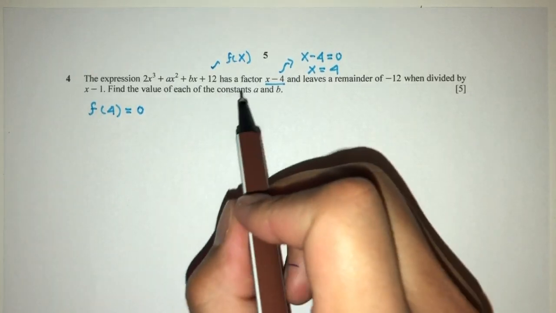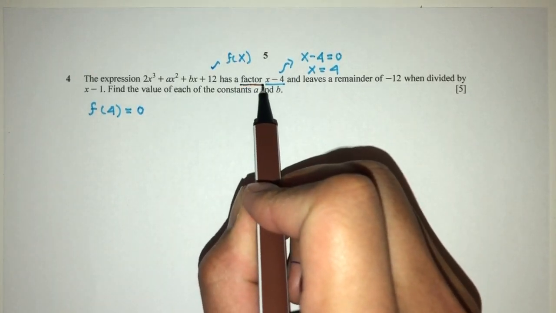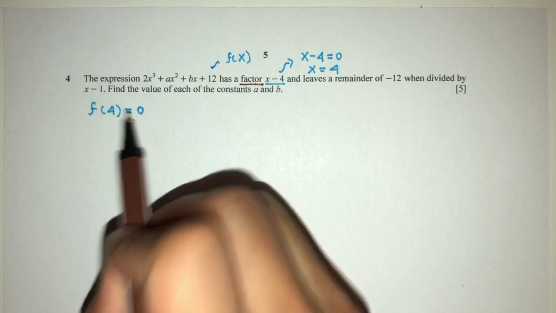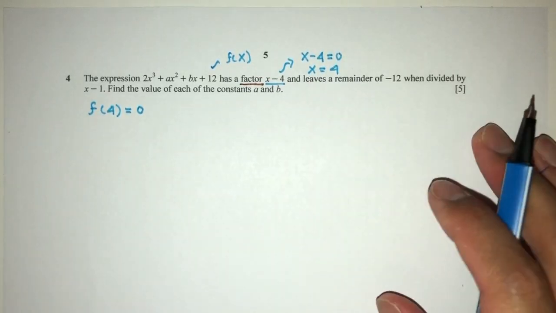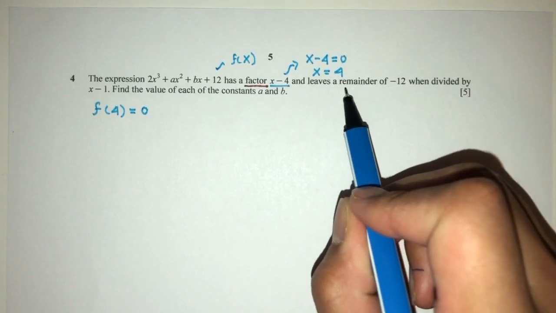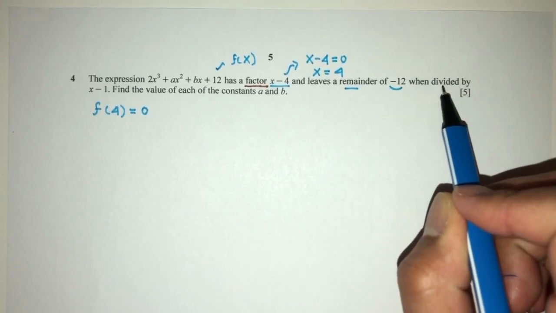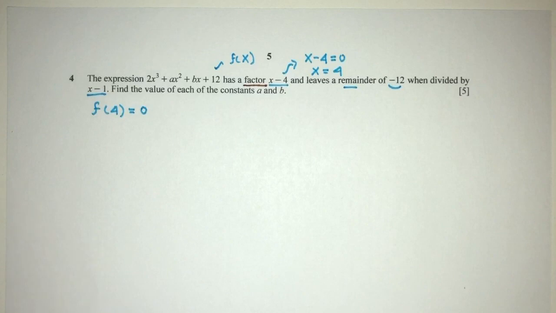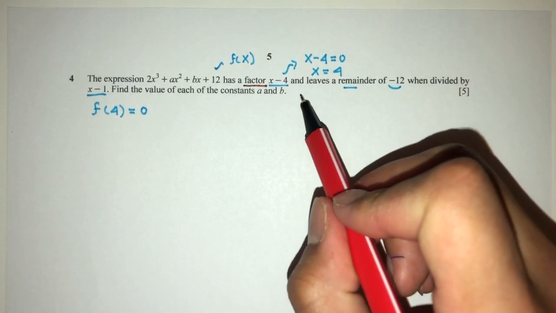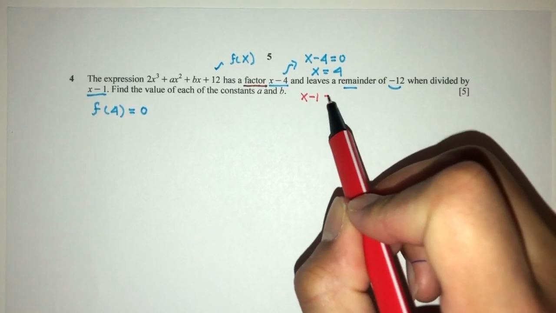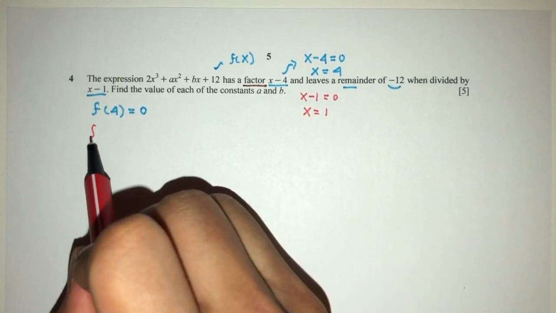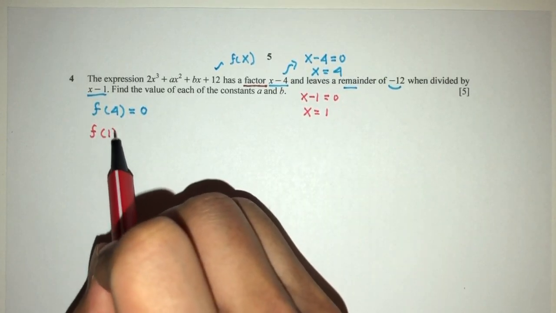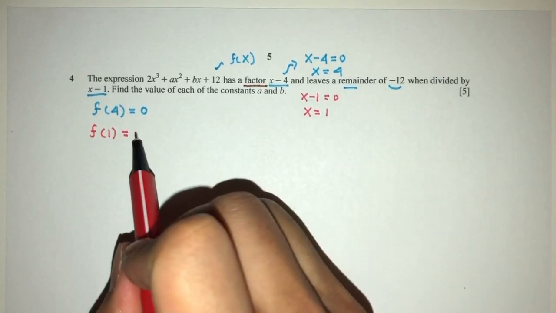This is given by a factor. So whenever you have a factor, it means that the remainder will be 0 if you take in the value of this. Now same thing applies here. It will have a remainder of minus 12 when divided by this one. Now same steps. What is the value of x? So x minus 1 equate to 0. x has to be 1. Now if f of x takes the value of 1, the remainder is now minus 12.